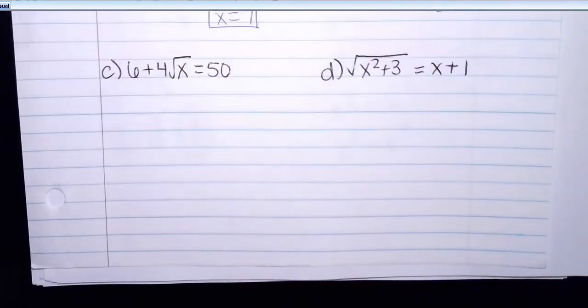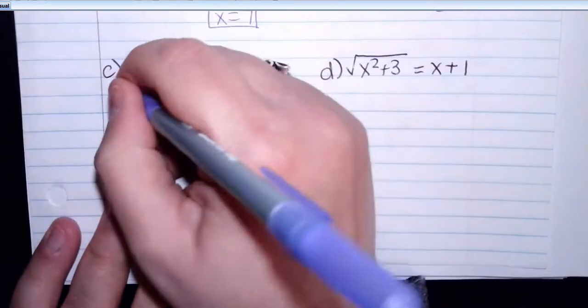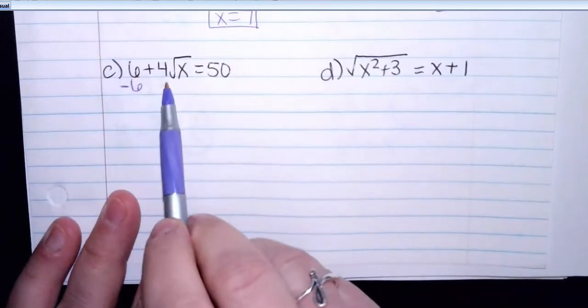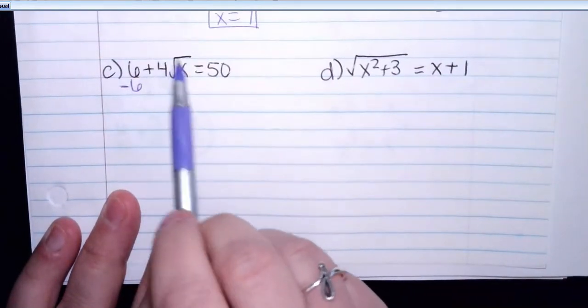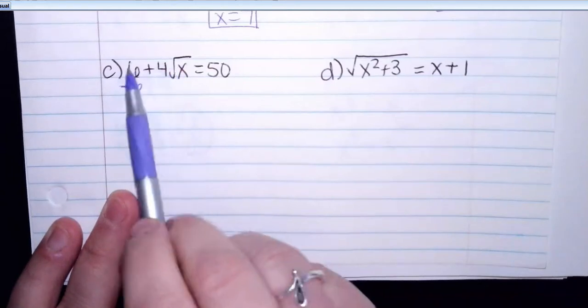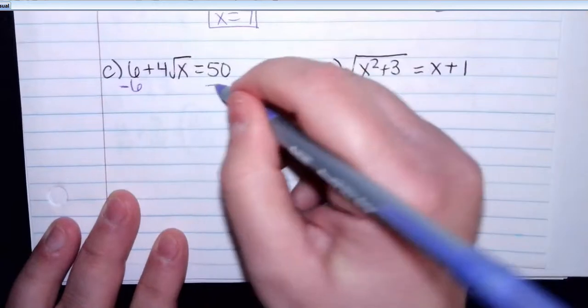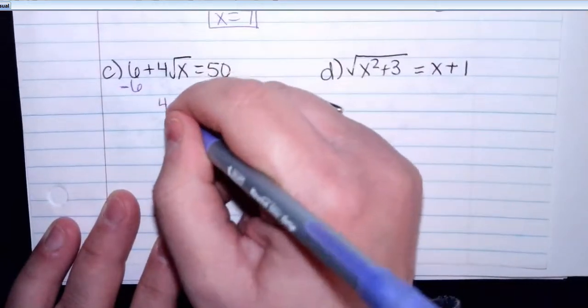Okay, letter C just looks a little different, but you're going to take the same steps and isolate the radical. So get rid of any addition or subtraction. Do not add that 4 and 6 together there, okay? The 4 is being multiplied by the square root of x. I would say that would be a really common mistake. So be careful, don't do that. Move the 6, and you're going to have that 4 in front of the radical.